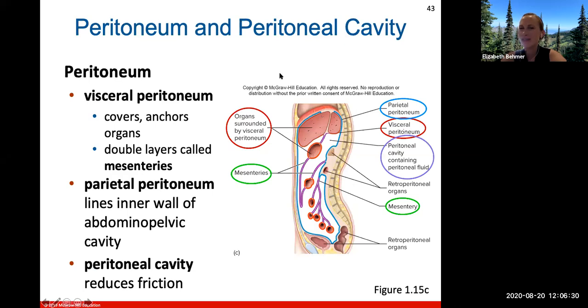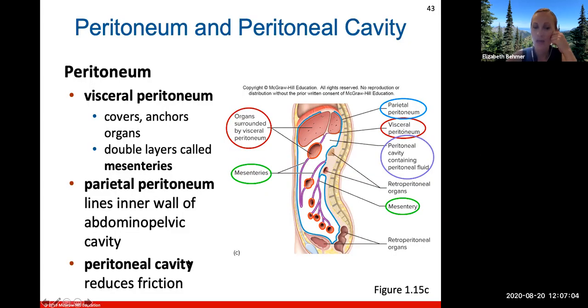The peritoneum is a little more complex, but it's the same idea. You have a visceral peritoneum, which is just a layer that covers all of your organs and anchors the organs. There's double layers called mesenteries that really are involved with your small and large intestine. And the mesenteries just help blood vessels and nerves to travel through them to give blood supply and nervous supply to your intestines. And then the peritoneal cavity itself reduces friction.